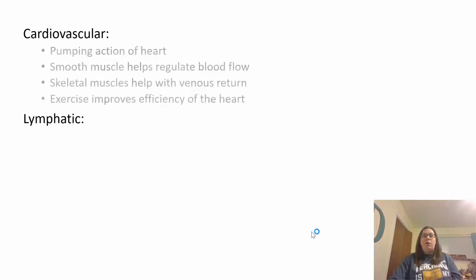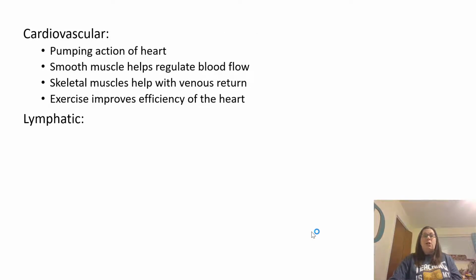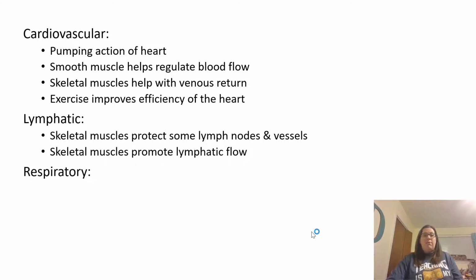When we look at the cardiovascular system, we see that your heart is made out of muscle. This is cardiac muscle, but that pumping, smooth muscle is going to help regulate blood flow. Your skeletal muscle is going to help return the blood flow back to the heart with venous return, and exercise also improves the efficiency of your heart. With the lymphatic system, we see the skeletal muscles protect some of the lymph nodes and the vessels, and skeletal muscles promote lymphatic flow just like they do with the venous return with the blood.